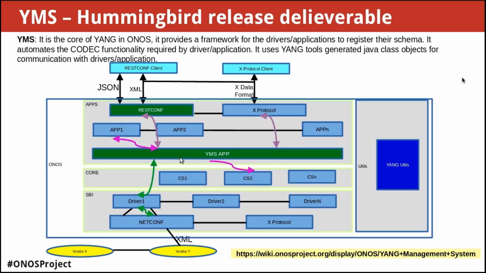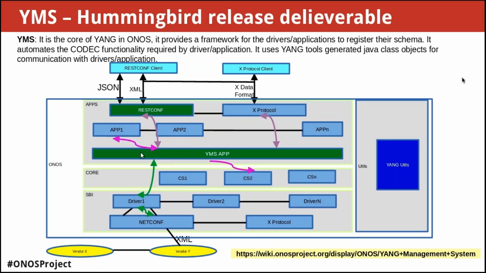So as of now, we are supporting XML and JSON in H release. The objects can be encoded into the XML or JSON, and it also provides a decode function wherein the input is the XML or the JSON string, and the output is the Yang tool generated Java class objects. So this is how it is used in SBI.